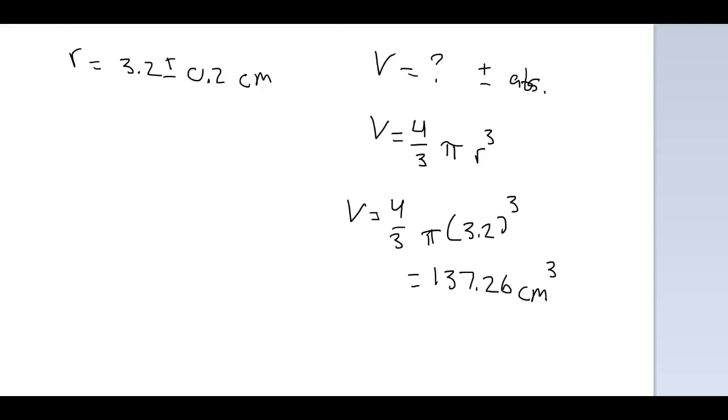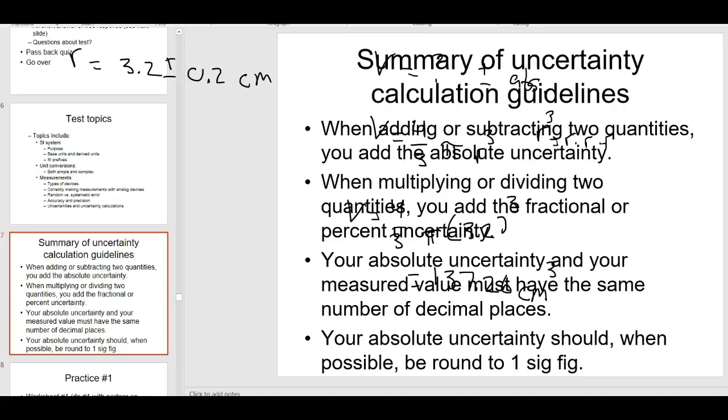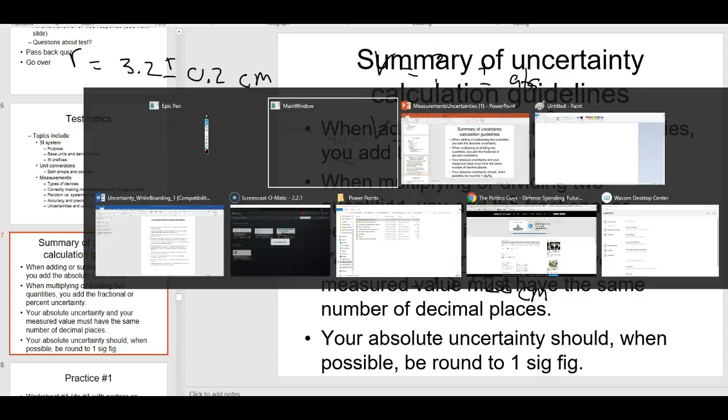Now, let's see, what are we doing here in 4/3 pi r cubed? R cubed, remember, is equal to r times r times r. And so what operation are we doing? We're actually multiplying the radius times itself 3 times. So going back to our guidelines from before, we can see that the rule is that when you multiply or divide two quantities, you add the fractional or percent uncertainties.